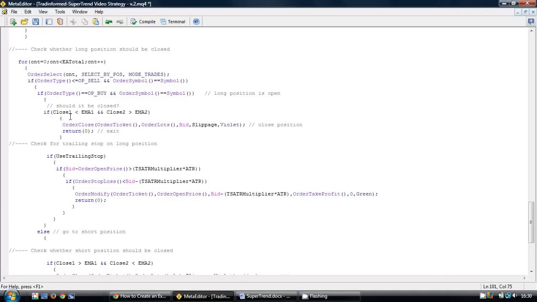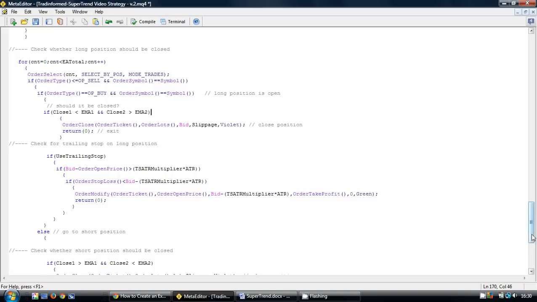We need to set our criteria here, and the criteria that we're using is if the closing price is lower than the EMA in the finished bar, and if the previous bar to that it was higher, then these are the conditions that we require to close. So we send order close and tell it to close the position.